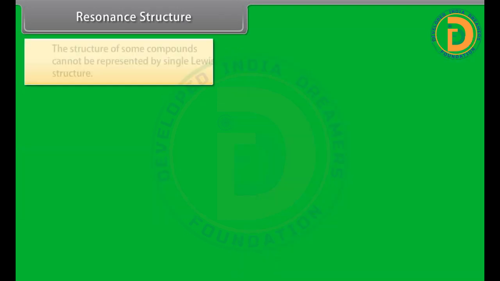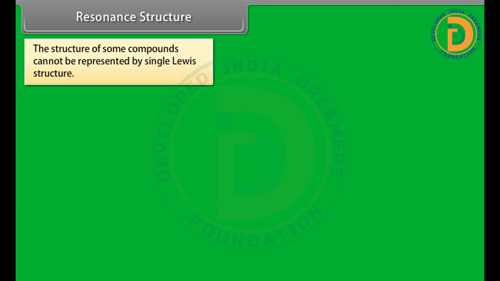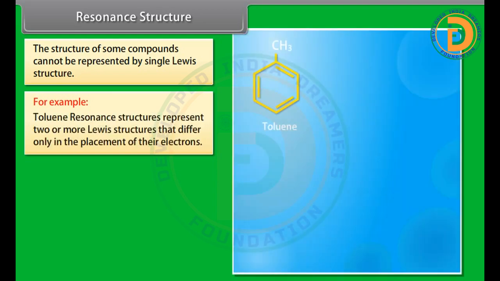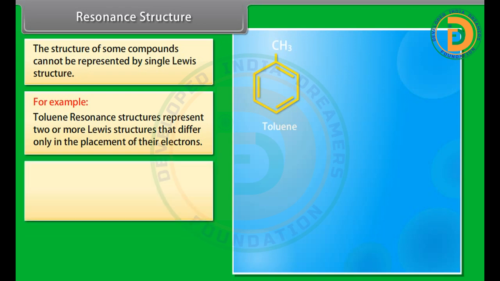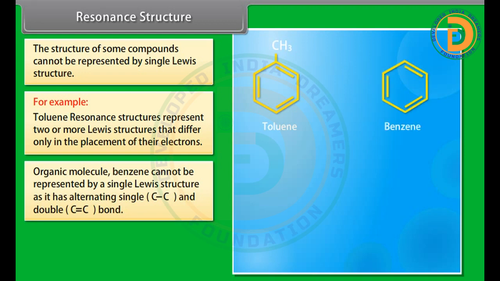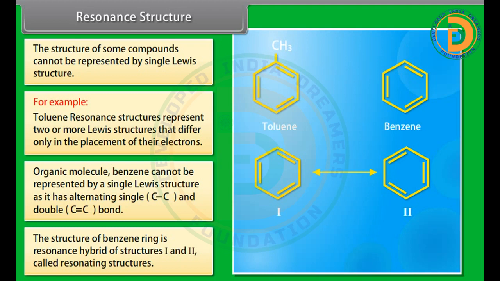Resonance structure. The structure of some compounds cannot be represented by a single Lewis structure, for example, toluene. Resonance structures represent two or more Lewis structures that differ only in the placement of their electrons. The organic molecule benzene cannot be represented by a single Lewis structure as it has alternating single and double bonds. The structure of the benzene ring is a resonance hybrid of structures first and second, called resonating structures. Another example of resonating structures is the acetate ion.